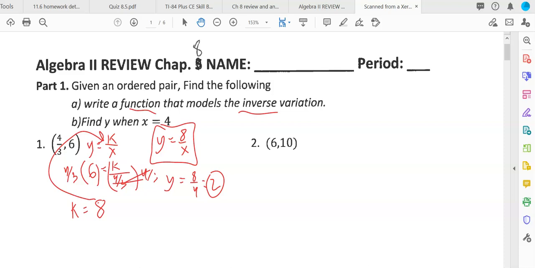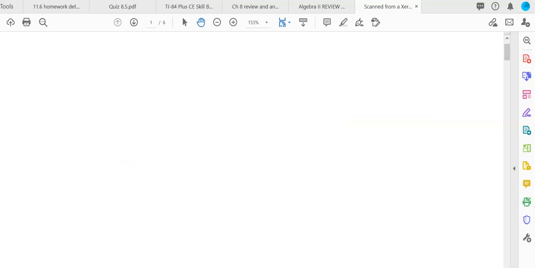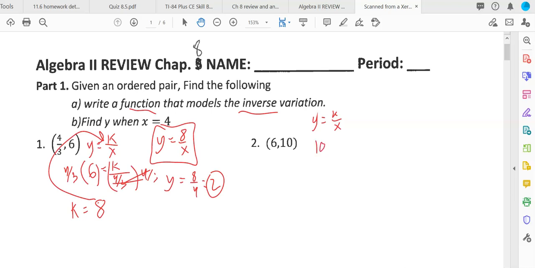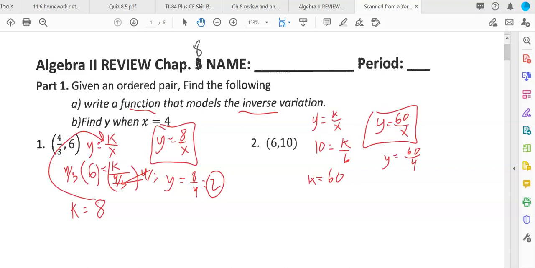Okay, same thing here. So you're just going to plug and chug here. Y equals k divided by x. So you plug it in, it's going to be 10 equals k divided by 6, so 60 equals k. So my equation is y equals 60 divided by x. That's the function. Plug in 4 for x, so y equals 60 divided by 4. I think that goes in there 15 times, so y equals 15. It's 15 there.